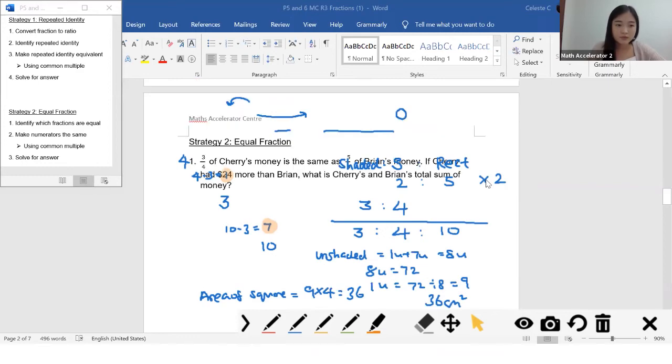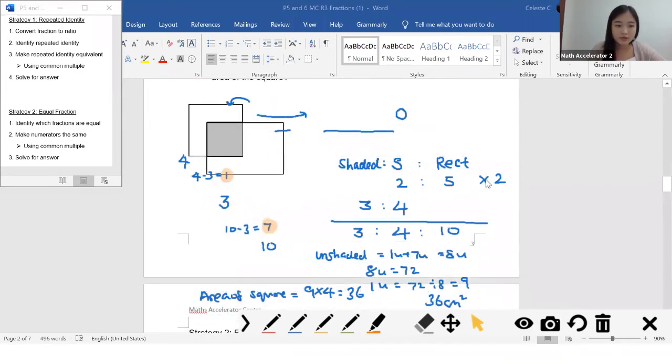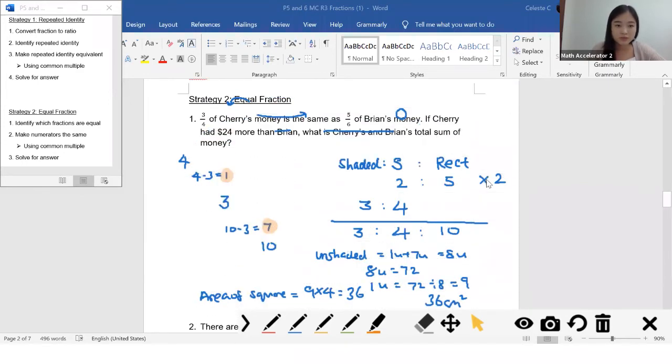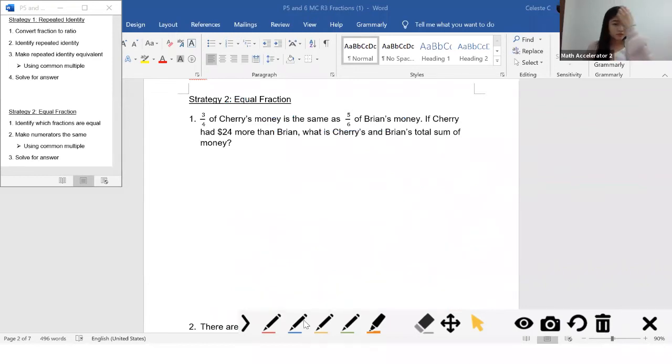Alright, so once you're done, let's move on to strategy 2. Next page. Okay, I'm going to clear this. It will be best if you write along the way as I'm writing also, otherwise you won't have time to finish copying.